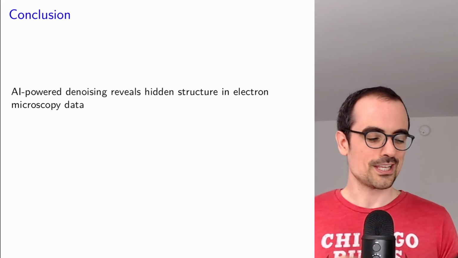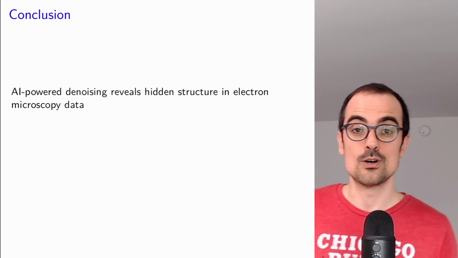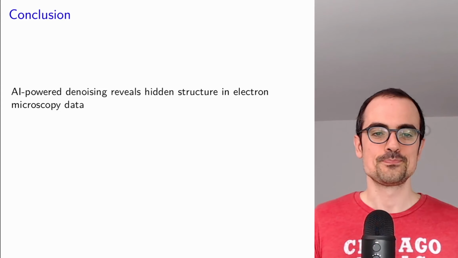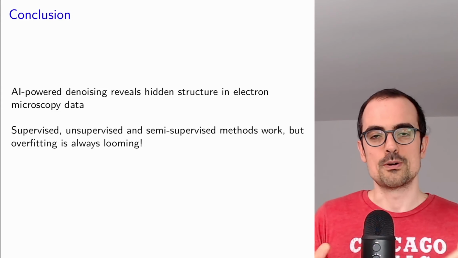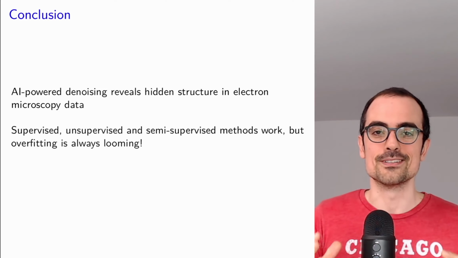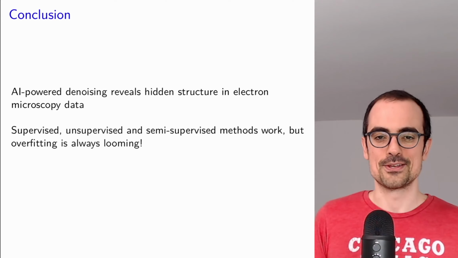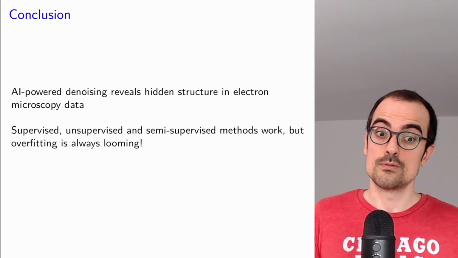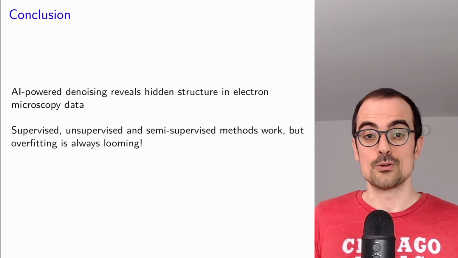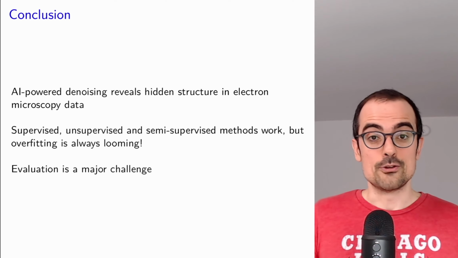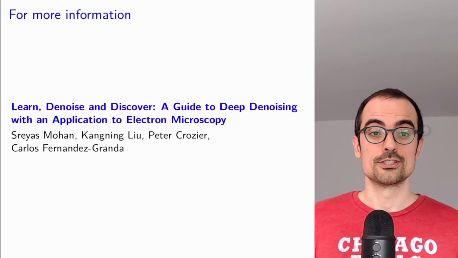So what's the conclusion here? The conclusion is that AI-powered denoising can reveal the hidden structure in electron microscopy data. Supervised, unsupervised, and semi-supervised methods work, but you actually have to be careful about how you apply the methods, as we saw from the lessons that we learned along the way. And overfitting is always looming, and something that you have to be very careful about. And finally, evaluation is really a major challenge.